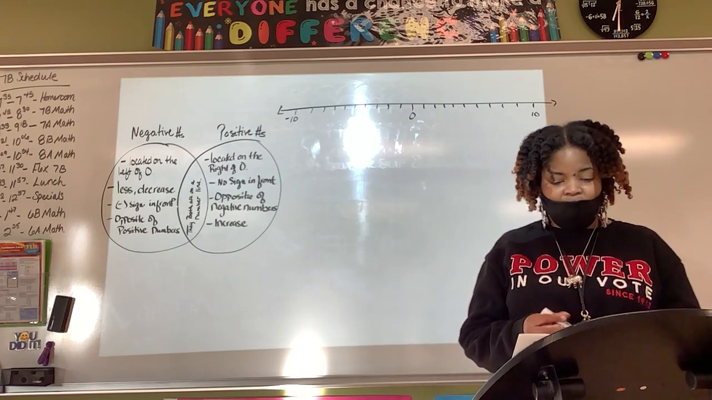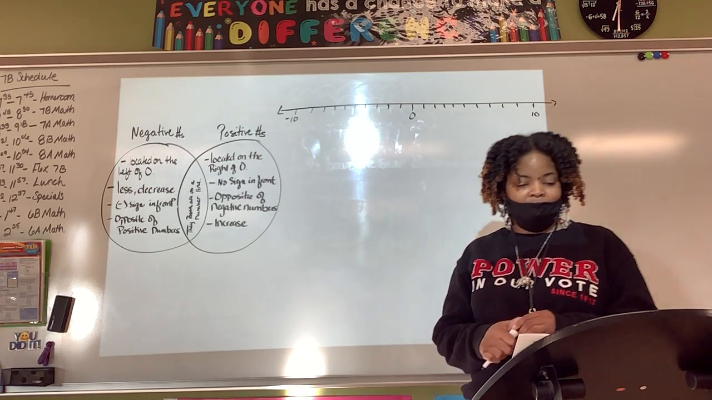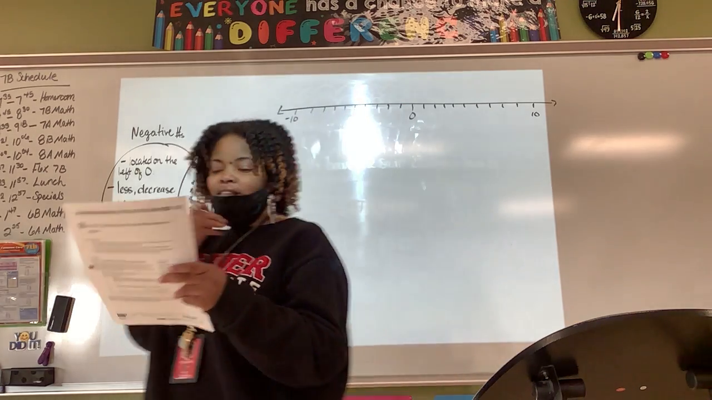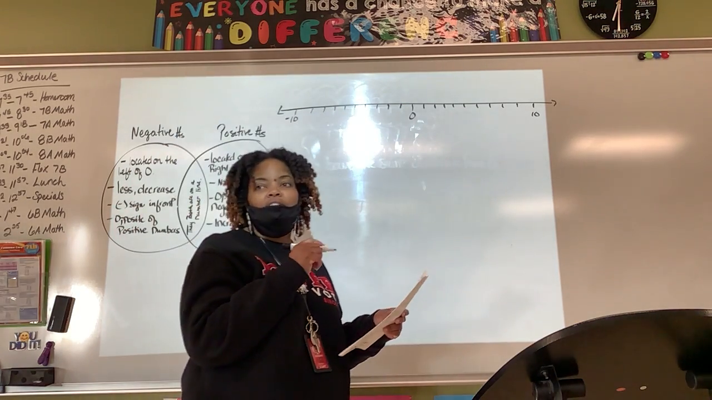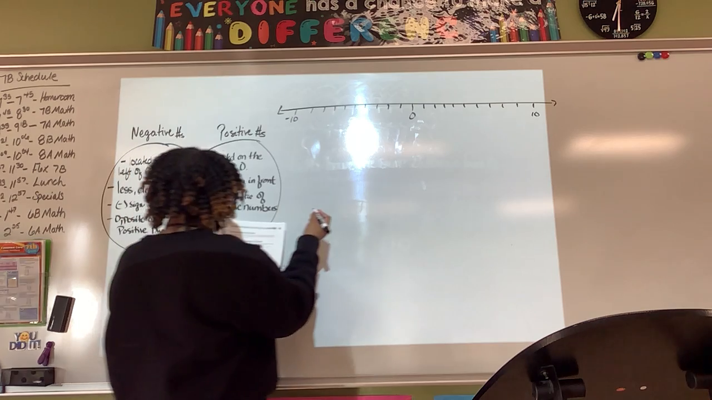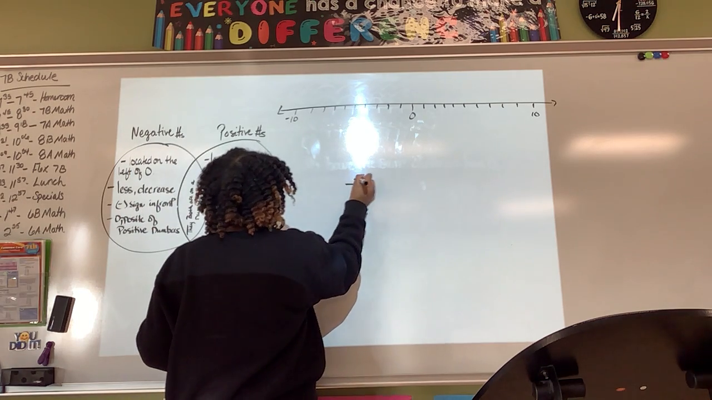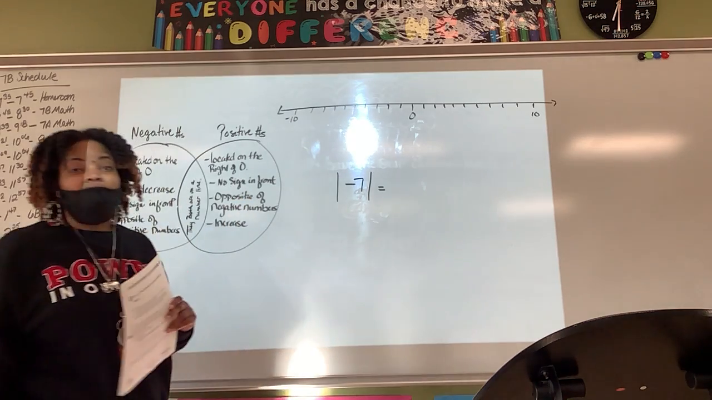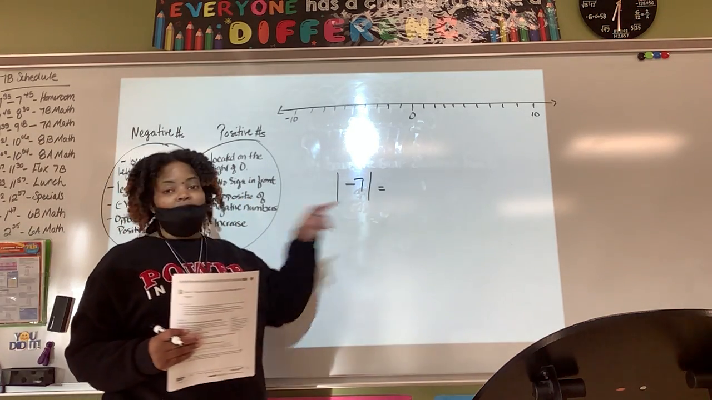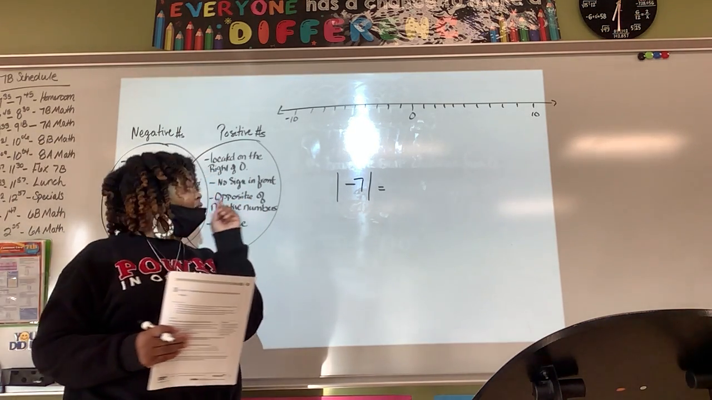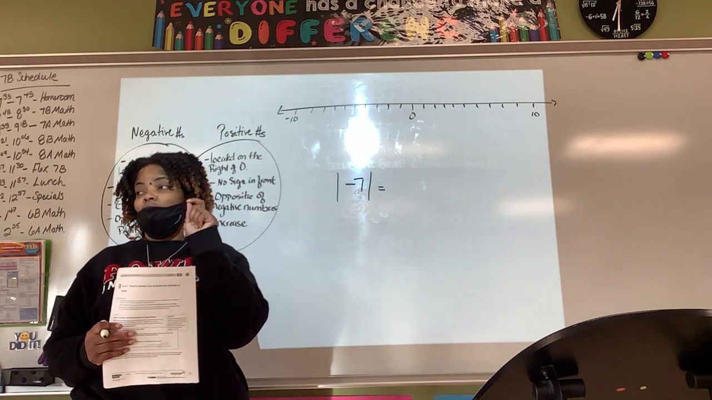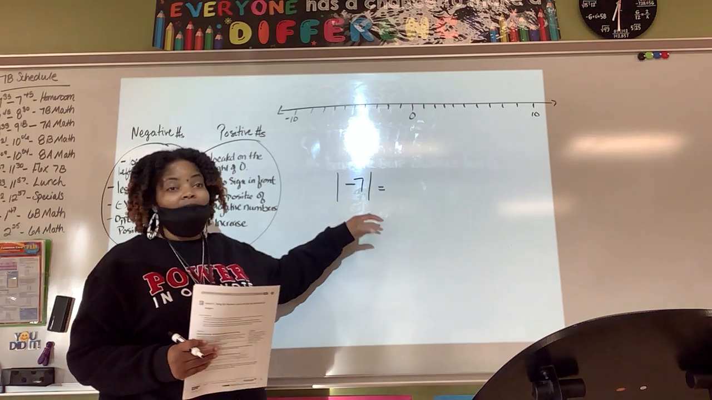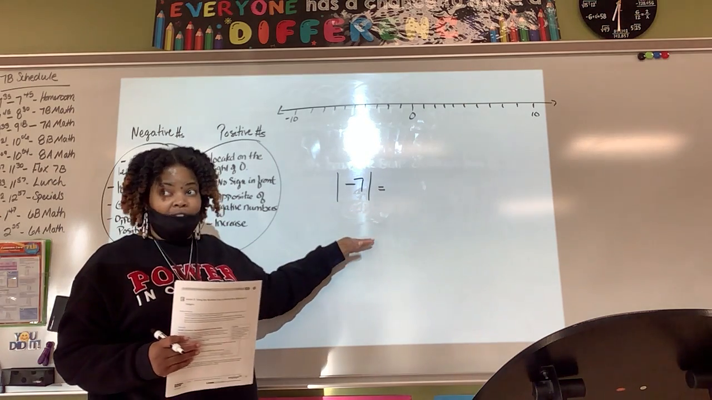Now I'm just going to tell you, a negative 7 is 7 units to the left of 0. So what that looks like is, if I were to say this right here. First of all, do we know what these two lines mean? No. Those two lines mean the absolute value of negative 7. And anytime you see these lines on any number, it means absolute value.